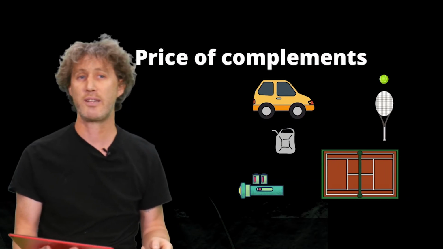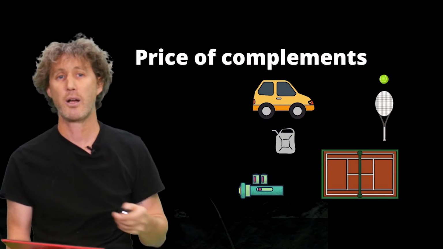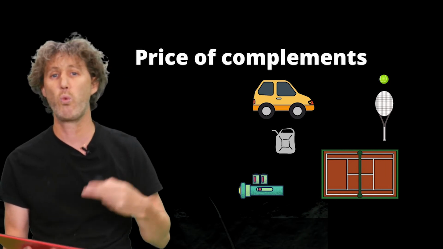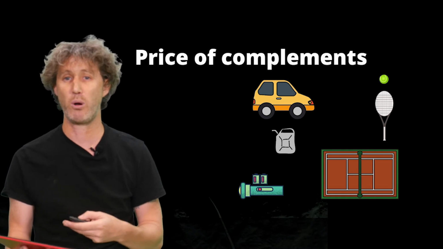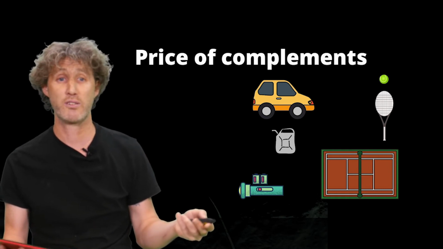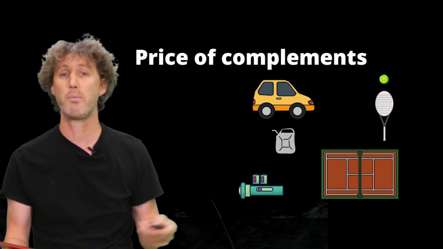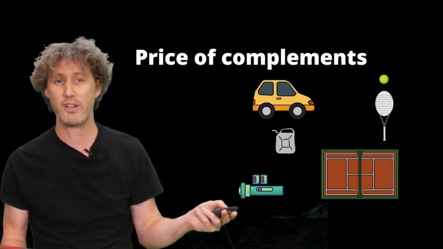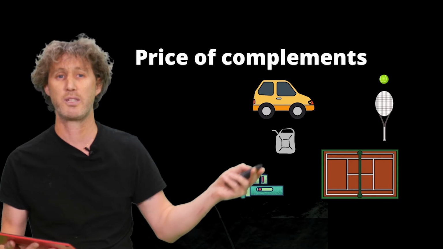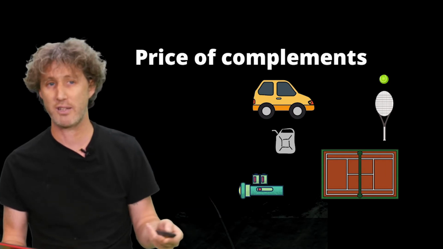The next one is the price of complements. Complements are goods that can be used with each other. So for example, tennis rackets and tennis balls, tennis rackets and tennis courts. If the price of tennis courts goes up, well, there may be less demand for tennis rackets because people are going to find it more expensive to play tennis, so they're going to buy fewer tennis rackets.